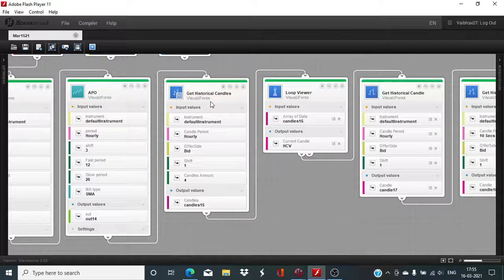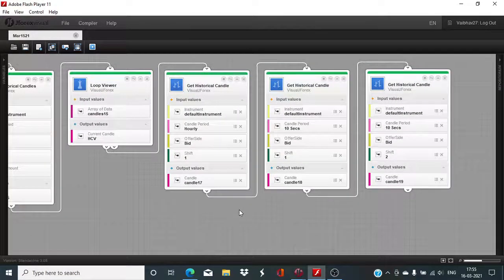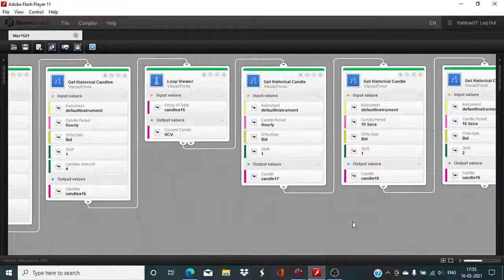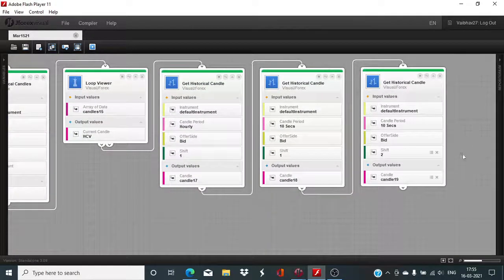And to look at the price volatility, we are also looking at the cluster of last 4 hourly candles. And for that, these get historical candles and loop viewer is being used. And to look at the immediate price action just prior to the execution of the trade, these hourly candles will come handy. And to define the exact entry and exit point, we will be using these 10 seconds candles. So now we have to add the other calculations which we need for the execution of the trade.